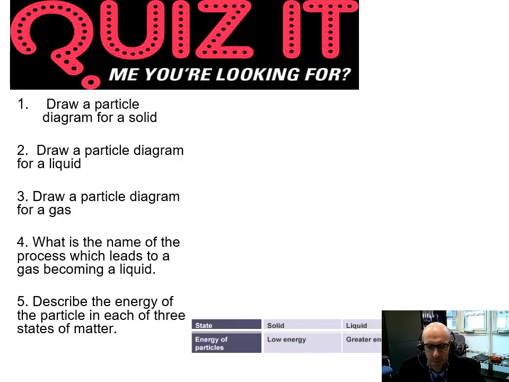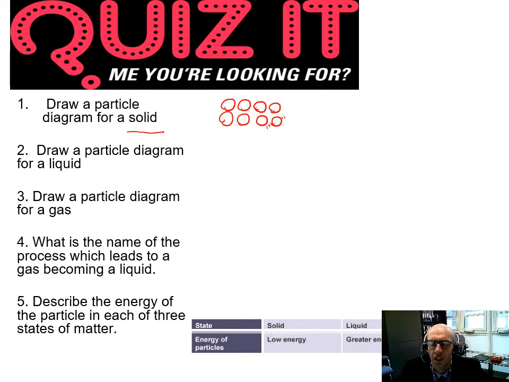Okay, so drawing a diagram for particles in a solid. What should you have done? Well, hopefully you remembered that particles in a solid would be drawn in rows and they would be close together. They're in this structure. So they're close together, they can't be compressed, they're not free to move, although they can vibrate a little bit from side to side. They can't actually move freely.